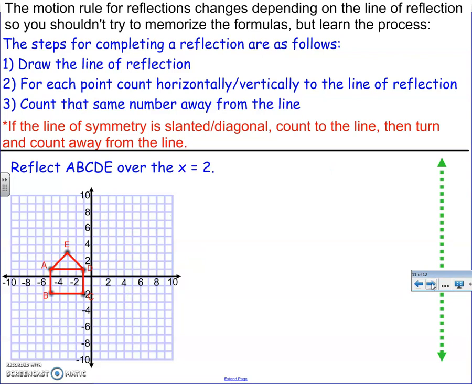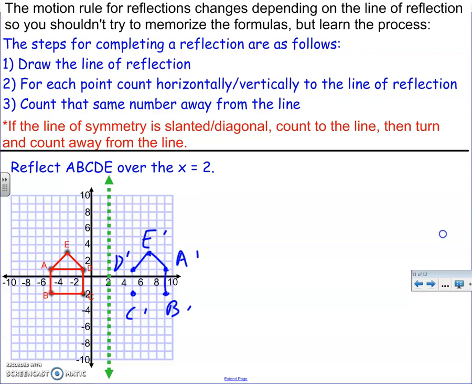Here's another one. Reflect over the line x equals 2. X equals the vertical line. X is only allowed to be 2, nothing else. You can count to and away. So for C, I go right 1, 2, 3, then again right 1, 2, 3. Here's C prime. B, 1, 2, 3, 4, 5, 6, 7 to the right, 7 to the right again. A, right 7, right 7. D, right 1, 2, 3, right 1, 2, 3. E, right 1, 2, 3, 4, 5, right 1, 2, 3, 4, 5. Connect this. That's a perfect reflection over the line x equals 2.